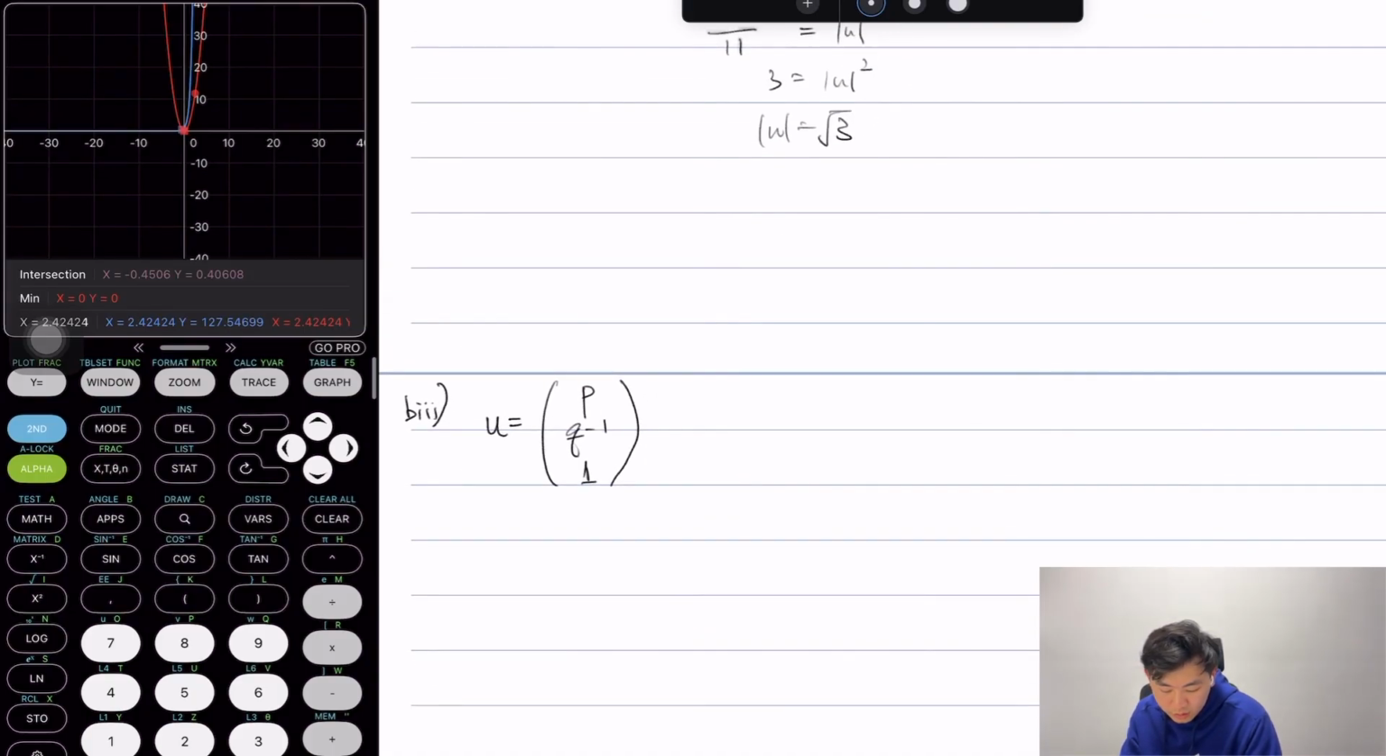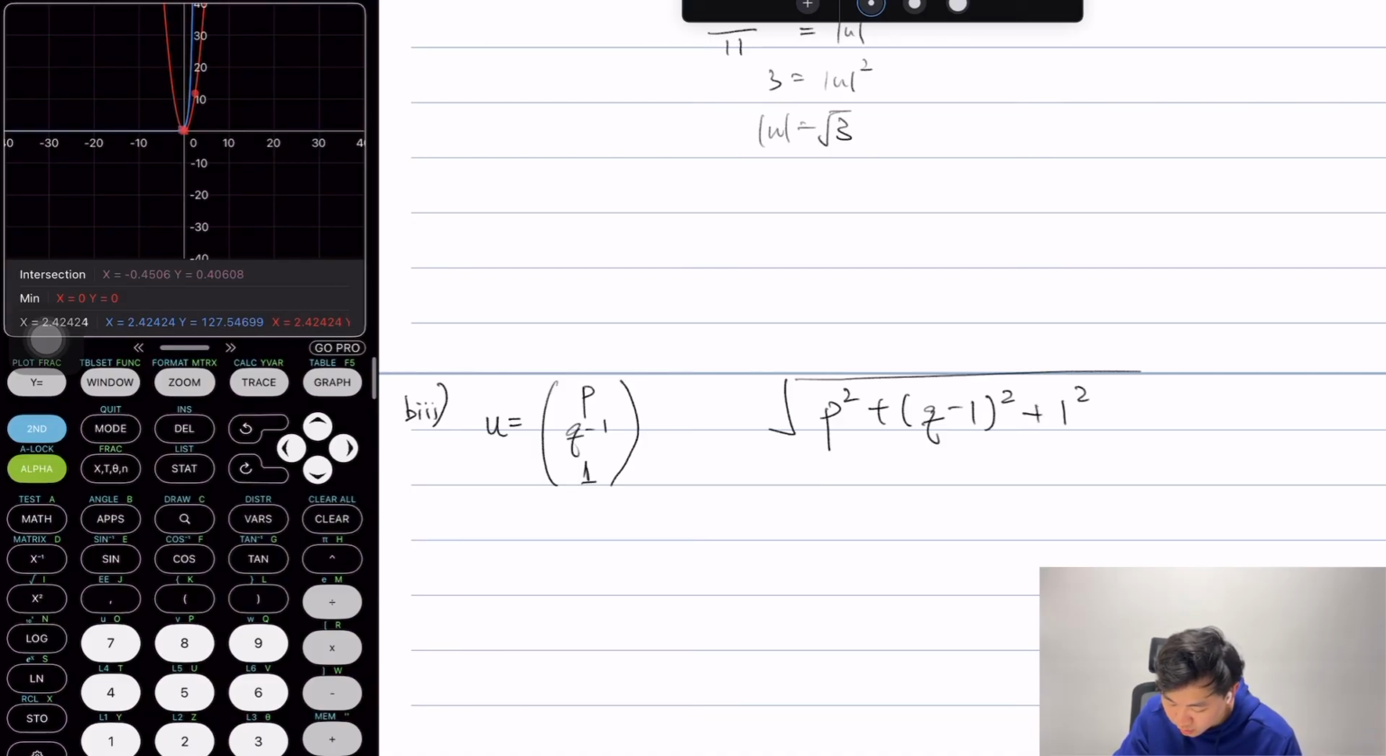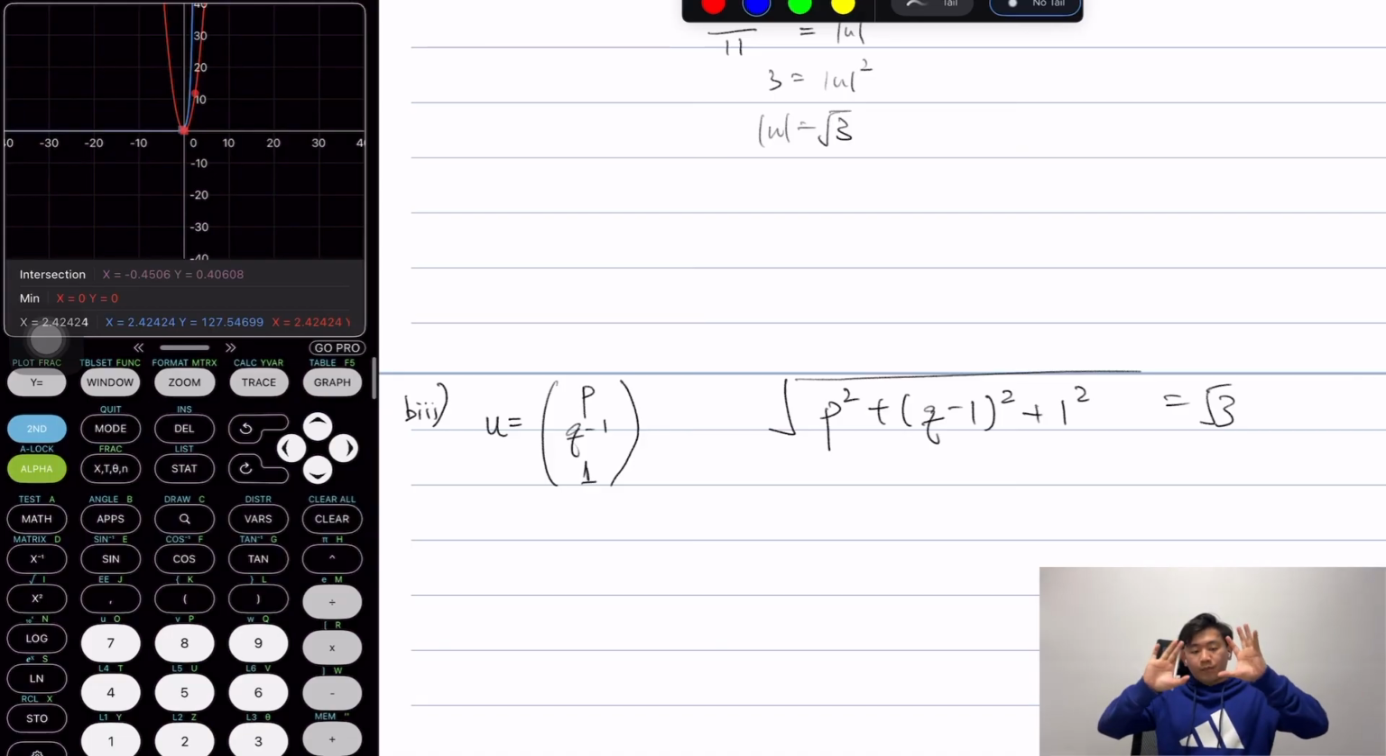Okay. And with the fact that this is equal to root 3, then we can solve for something, okay? So we have the first thing to solve, which is p squared plus q minus 1 squared plus 1 squared, and then we square root it, that's equal to root 3, right? That's from part B2, okay? However, if you see the big picture, you have two unknowns. Two unknowns, you can't solve it in one equation. You need two equations to solve for two unknowns. So what is the second equation?